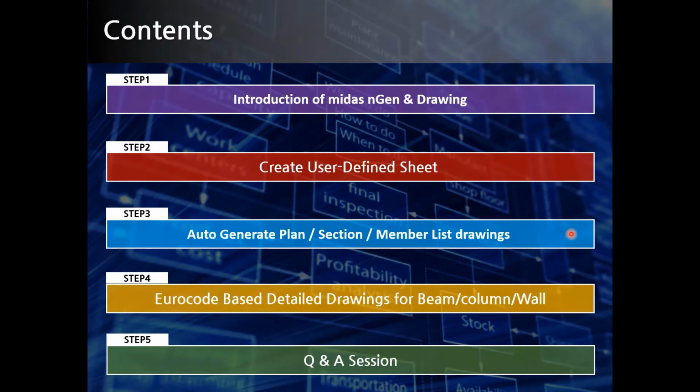The table of contents is as follows. First, I will briefly explain the composition of the nGen program and the role of the drawing. Then I will explain the function of creating a user-defined drawing sheet directly and arranging the automatically generated drawings in the sheet. Lastly, I will tell you how to set and create bar schedules for various members that can be generated based on the Eurocode.